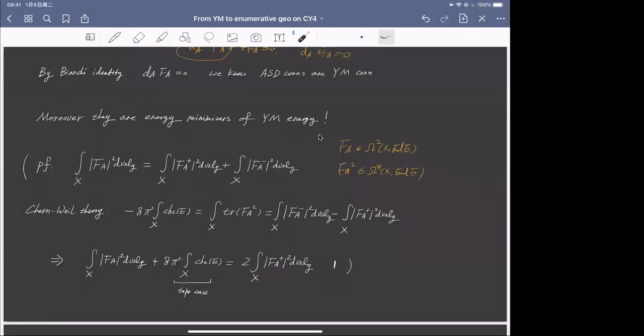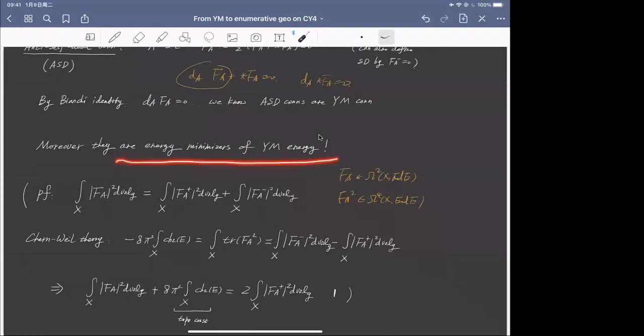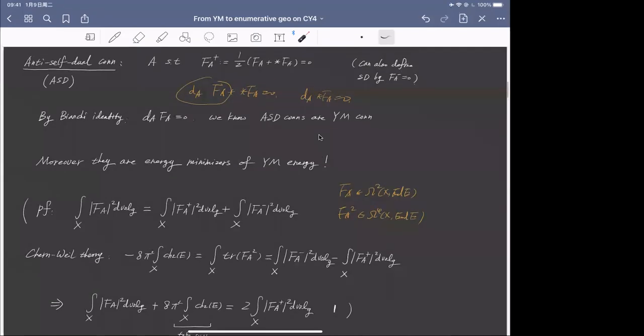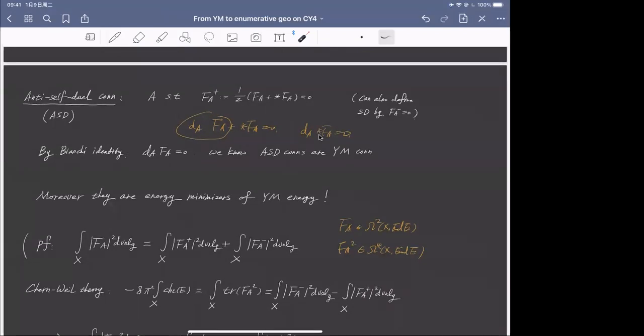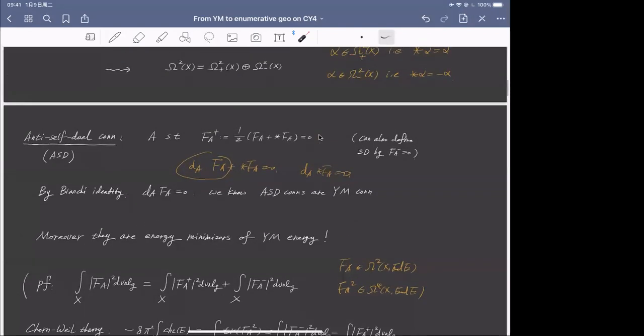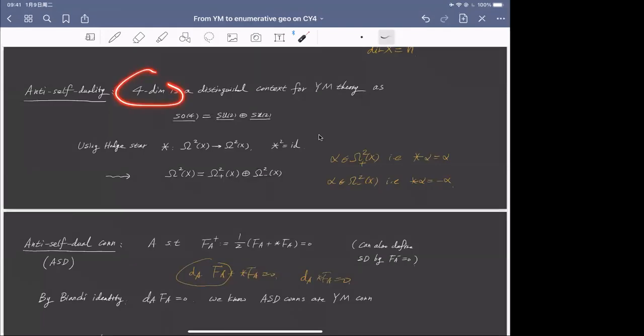Then you see that because this is an energy, it is always non-negative. So this implies that the Yang-Mills energy is bounded below by the anti-self-dual connections. Okay, so this is the justification of why the anti-self-dual connection is a Yang-Mills energy minimizer. This special structure gives you Yang-Mills energy minimizers, which a priori is not so easy to find.